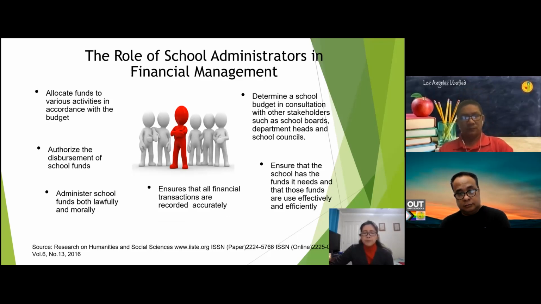So financial managers like school administrators have a very important role in the financial management to make sure that the resources that are being given to the school are utilized effectively and efficiently.